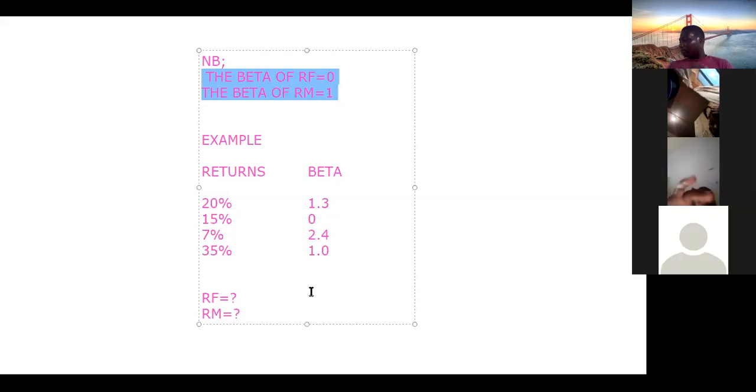Delphina, RF is how much? RF is 0. It's wrong. And RM is what? RM is 1. It's wrong. Is it the grammar that I put there that I don't understand or what?